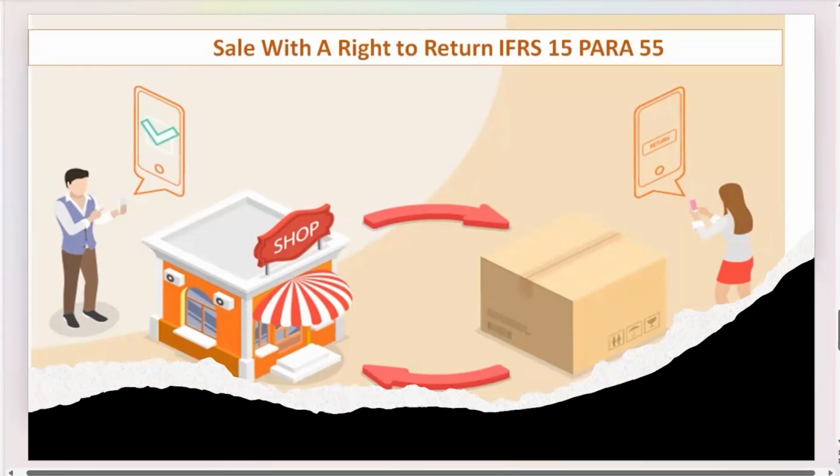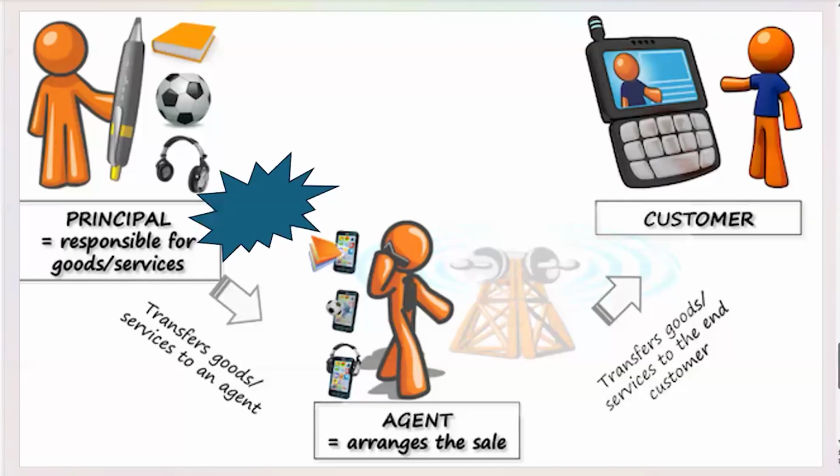Then we have other contracts as well that you need to consider. I'm going to talk about two things. First of all, principal versus agent consideration, as well as a consignment arrangement.